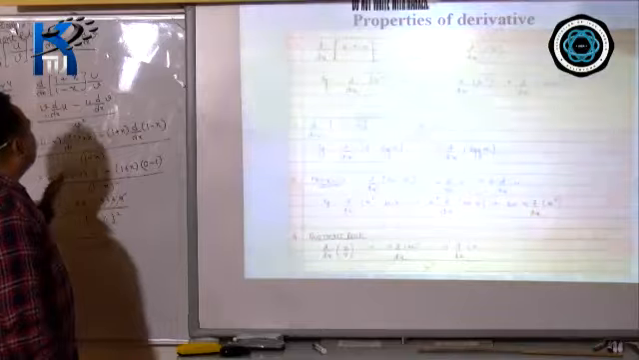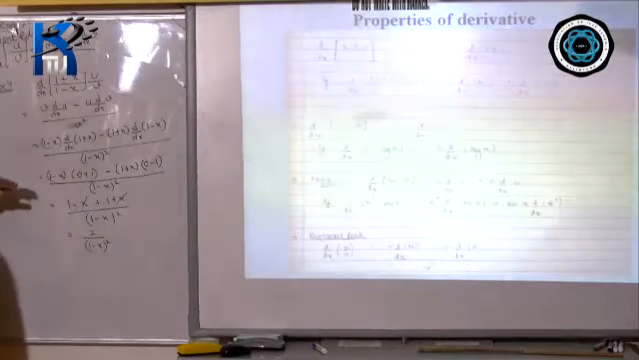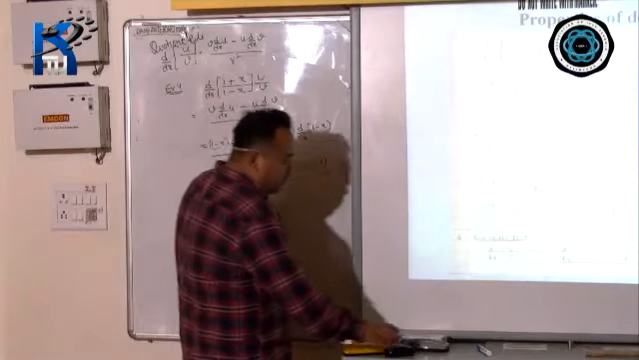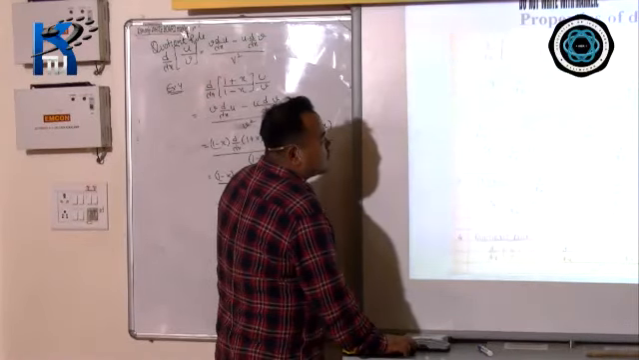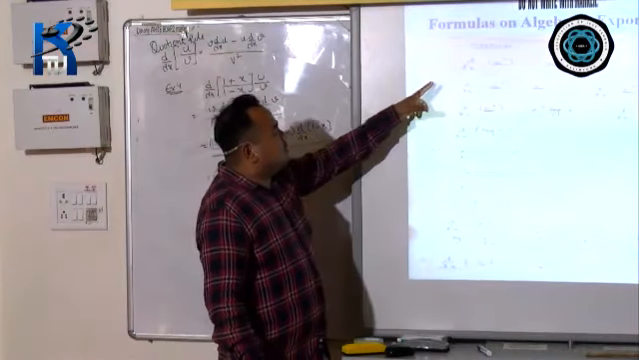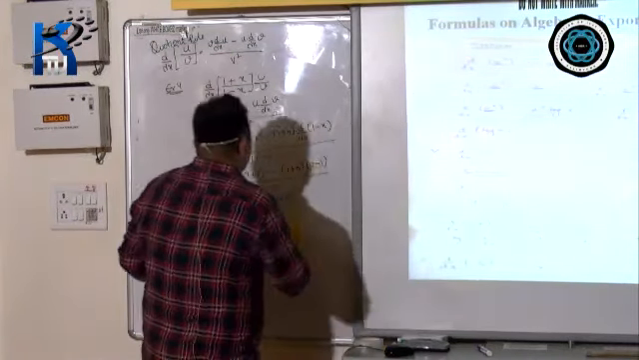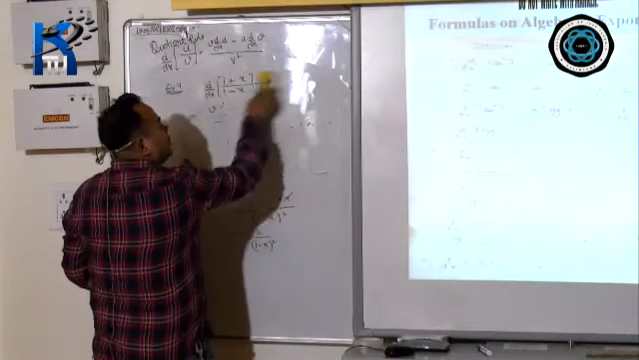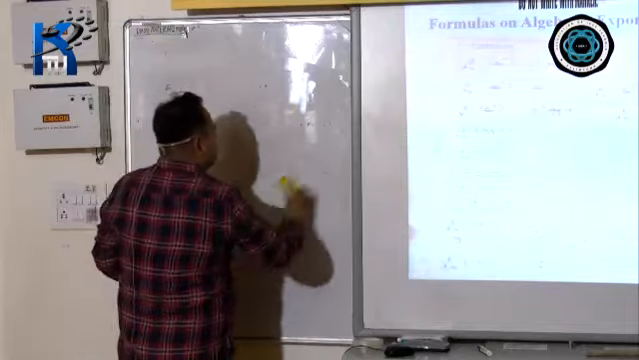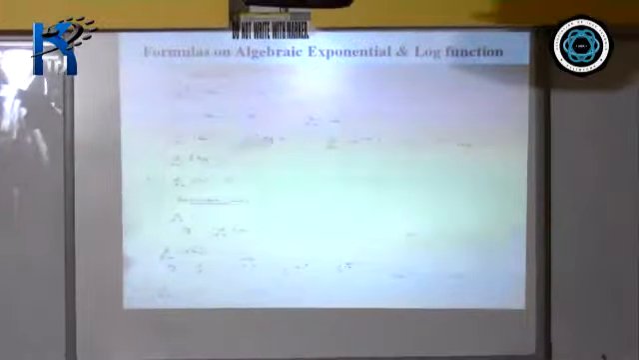I have given examples for each of the properties, and the next thing is the formulas are very important. So as you can see out here, there are five formulas. These formulas are formulas on algebraic, exponential and log. Since the formulas are not visible, I'm going to write it down.